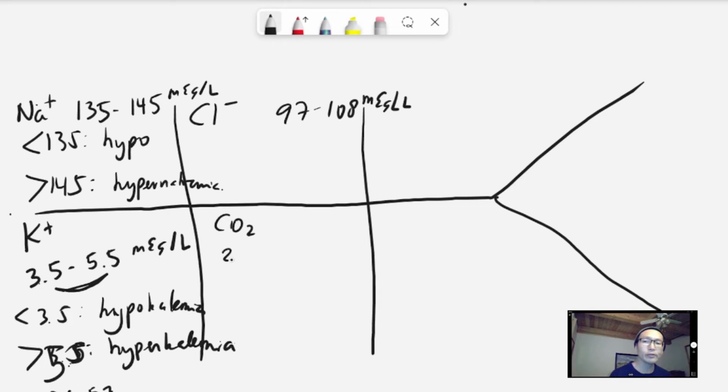and the value for this one is 22 to 32 milliequivalents per liter. As you guys know, carbon dioxide is the waste product of respiration in the cells, and it's exhaled through the lungs. This test checks the level of carbon dioxide, which is mainly found in the body in the form of bicarbonate. So bicarbonate is also an electrolyte. This test will tell you the acid-base balance of the body, whether the body is acidotic or alkalotic, or basic.